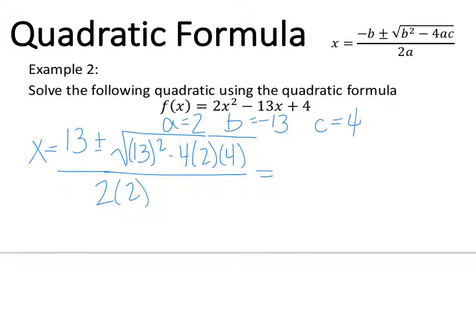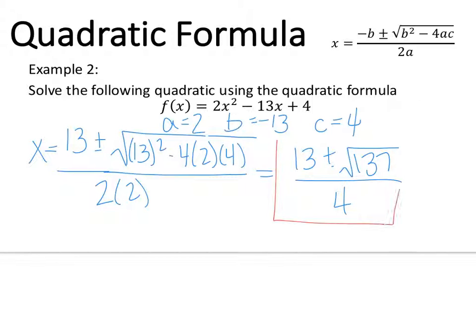So again, step 1 is simplify everything underneath the square root. So if I just plug this into the calculator, I am left with 13 plus or minus the square root of 137 all over 4. Now this time when going through my list of perfect squares and dividing 137 by each of my perfect squares, I noticed that none of my perfect squares go into 137. If that happens, this is actually the best thing because there's nothing that we can do.